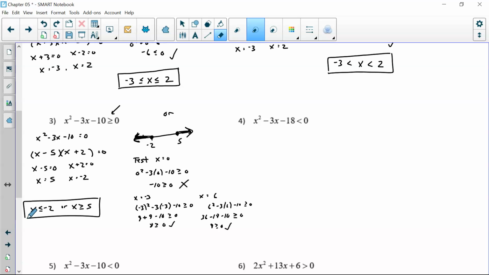Number 4. Same thing, treat it as an equation. X squared minus 3x minus 18 equals 0. So when you factor, you get x and x. Multiply to negative 18 and add to negative 3, you get negative 6 and a positive 3. X minus 6 equals 0. X plus 3 equals 0, so x equals 6. X equals negative 3.